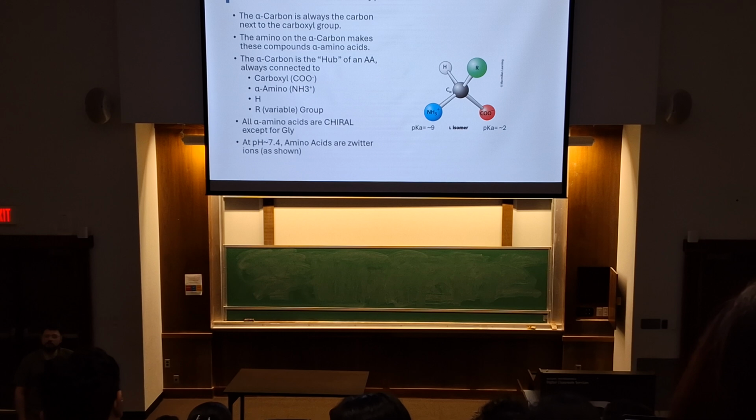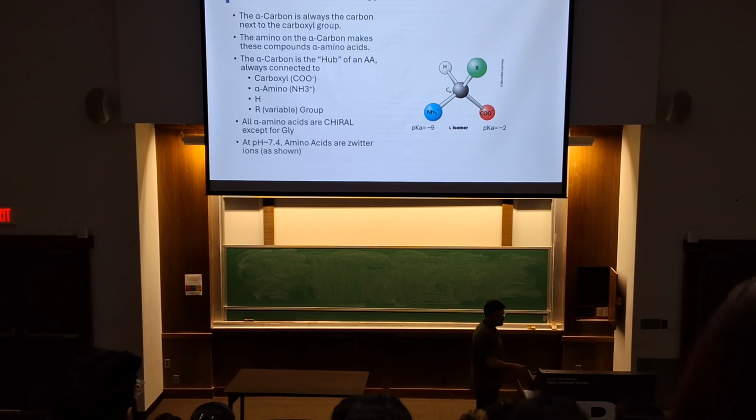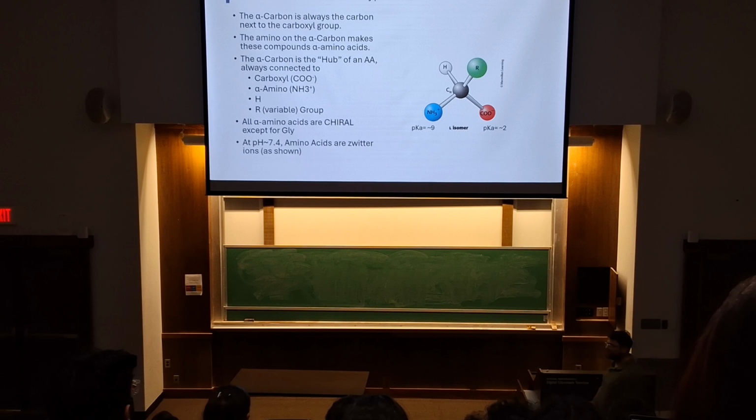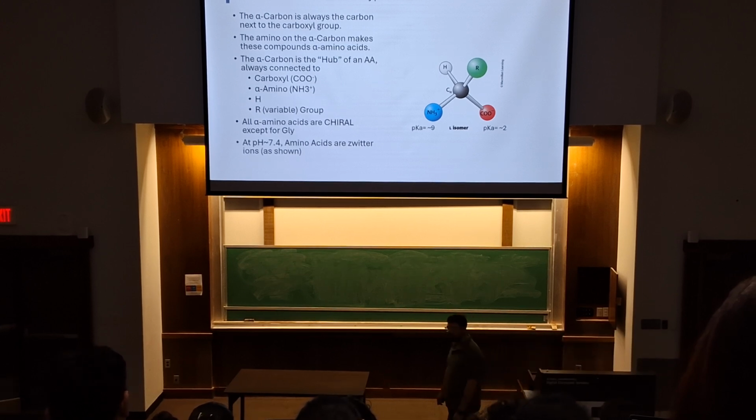Is it going to have the proton or no? Deprotonated, exactly. The pH 7.4 is higher than the pKa, so the proton is gone. Now, what about the amino group? Is that going to be protonated or deprotonated? Protonated, right? The pH is lower than the pKa. So at biological neutral, any amino acid is going to exist as what we call a zwitterion, right? Meaning that it is ionic, it's got charges on it, but the overall charge on the molecule is 0.